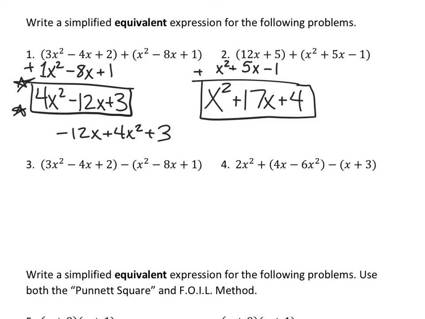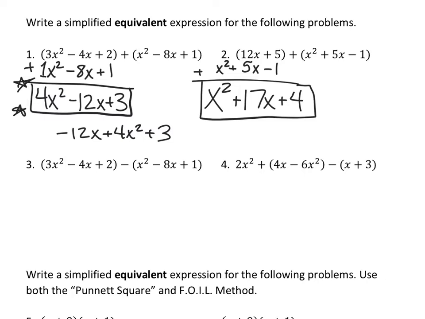All right. On number 3, what is it asking for you to do? Subtract. So are you just going to line up the exact same things? No, you're going to change them to their opposite and then combine like terms. Cool. You know how to do it.